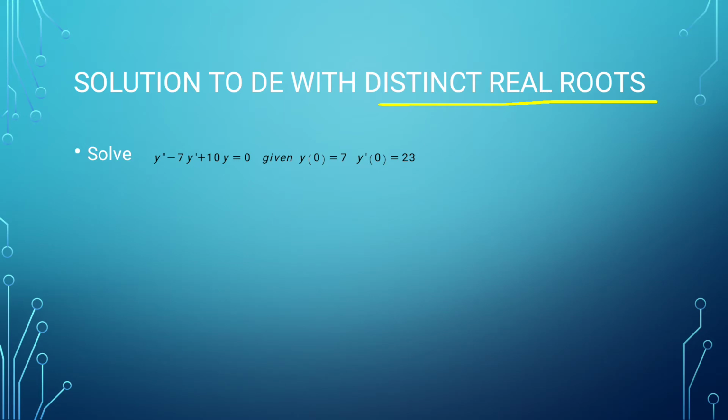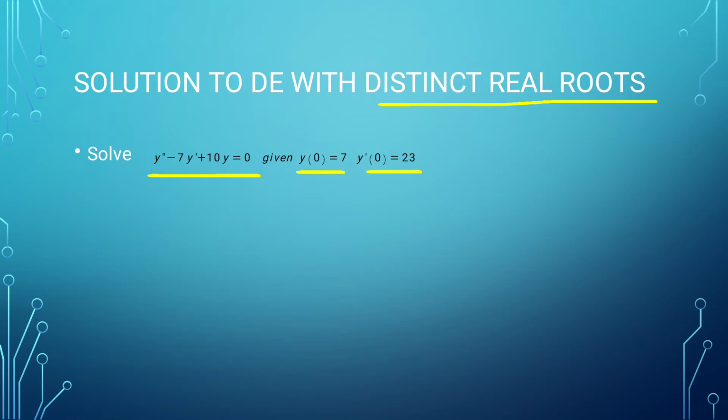So we'll take first the example that gives us distinct real roots. For example, you are given this equation here, and you are given some initial conditions, this one and this one. If we are given this equation here, how do we solve it? How do you solve this homogeneous linear differential equation?